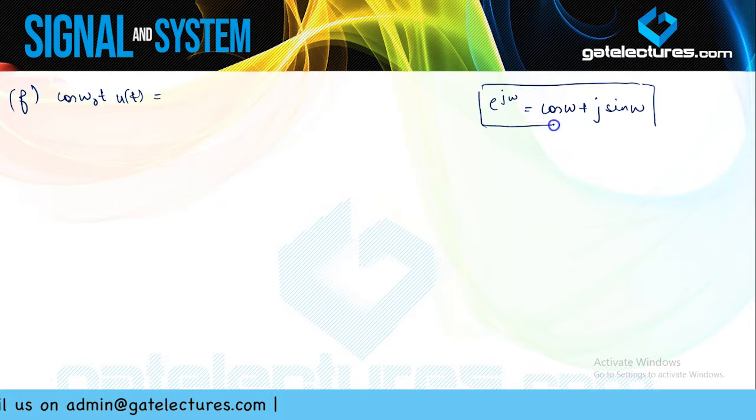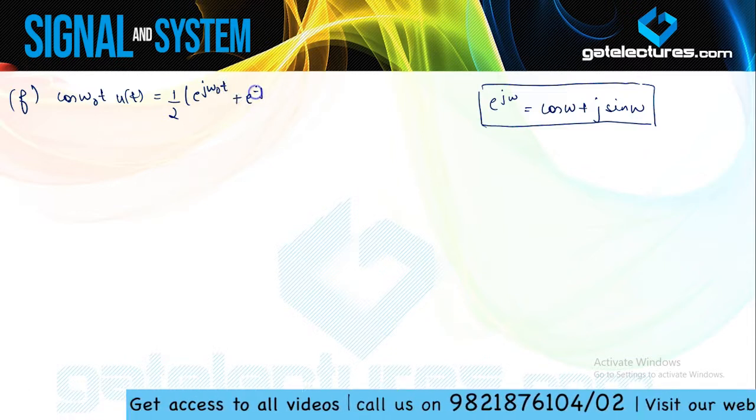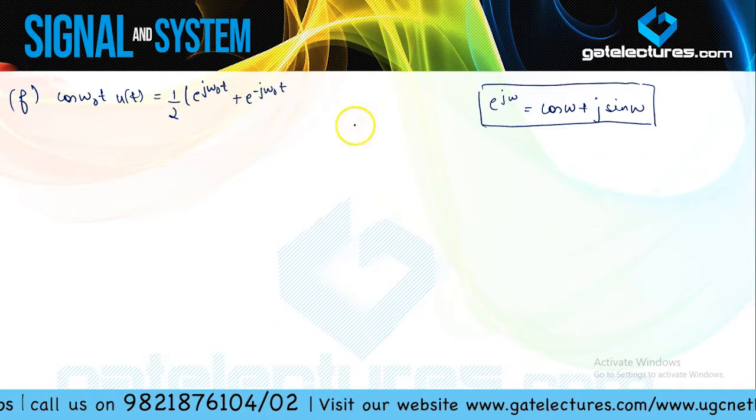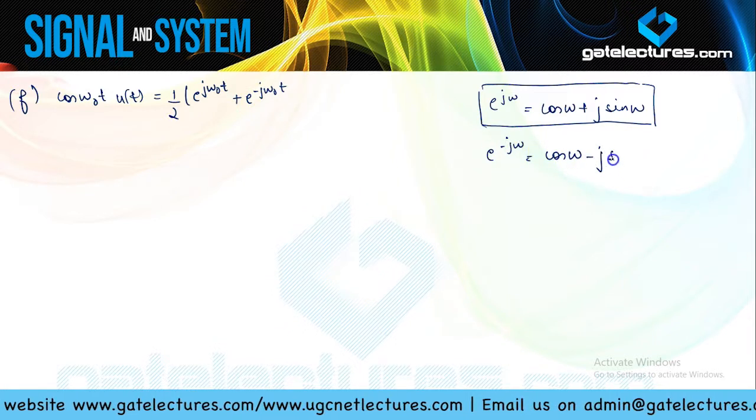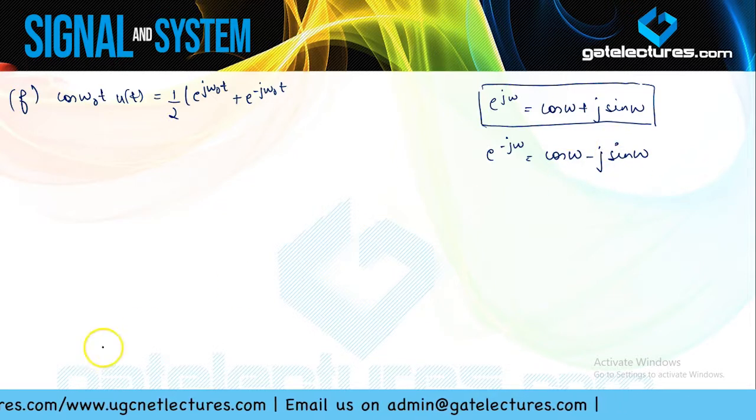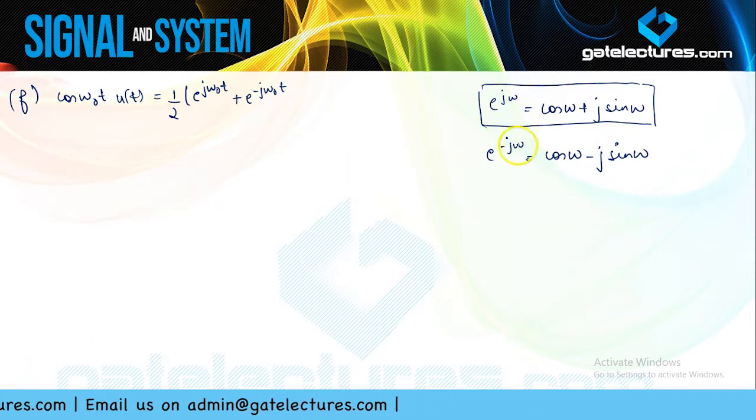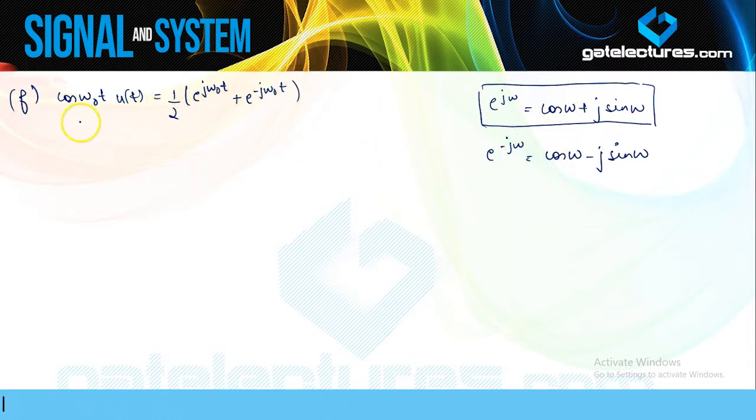If I have to represent cos omega in terms of Euler's signal, I can write it as 1 by 2 into (e to the power j omega naught t plus e to the power minus j omega naught t). If I write e to the power minus j omega, it is going to be cos omega minus j sin omega, since sin is an odd signal, right? So when you add these two signals, you obtain 2 cos omega. That is why I've multiplied with 1 by 2. This is how I can represent cos omega naught t in terms of Euler's signal. This is into u(t).